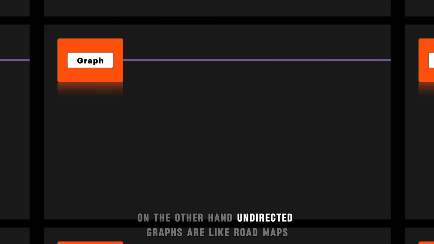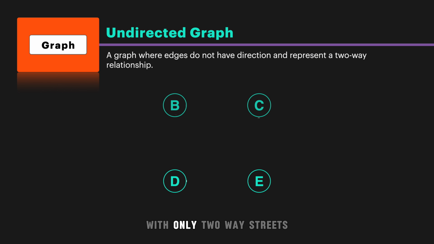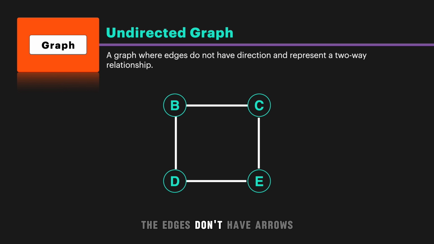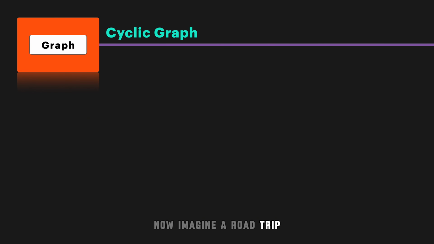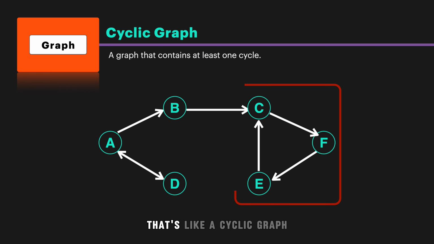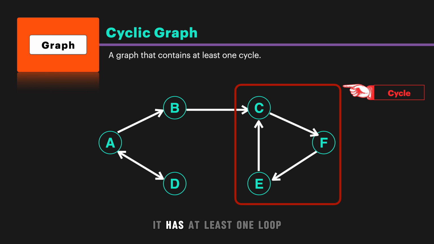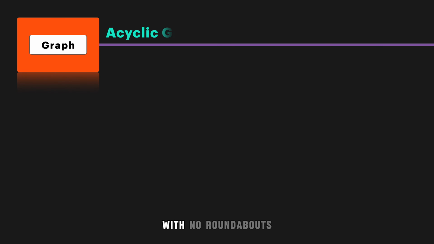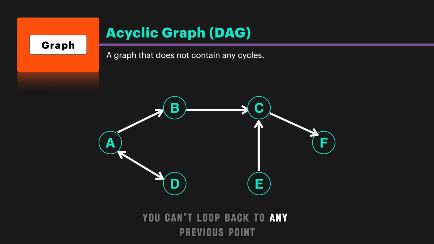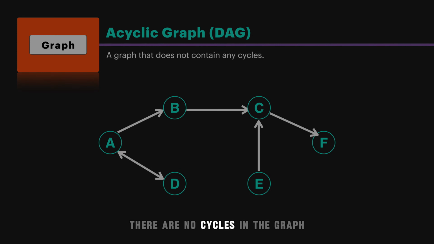On the other hand, undirected graphs are like road maps with only two-way streets. The edges don't have arrows, so we can travel in either direction. Now, imagine a road trip where you end up back where you started. That's like a cyclic graph. It has at least one loop, a path that brings you back to the starting node. Finally, an acyclic graph is like a road trip with no roundabouts. You can't loop back to any previous point. There are no cycles in the graph.